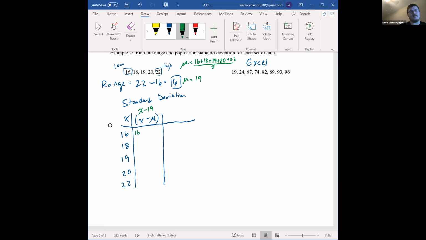So we're just going to do 16 minus 19. That's going to get us negative 3. We're going to do 18 minus 19. It's negative 1. 19 minus 19 is 0. 20 minus 19 is 1. And 22 minus 19 is 3.